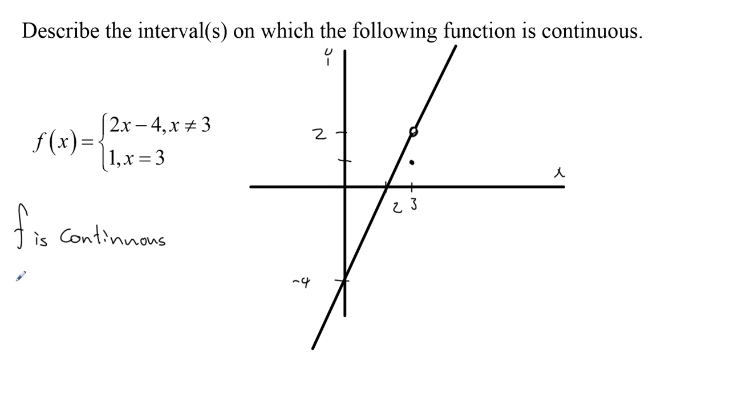It'll be continuous from negative infinity to 3. And then we're going to join that up as a union with from 3 to positive infinity. And so this basically says from negative infinity to positive infinity, excluding 3, and that is interval notation.